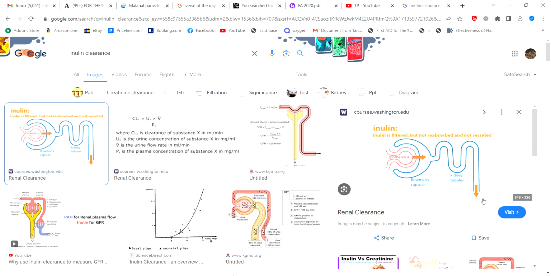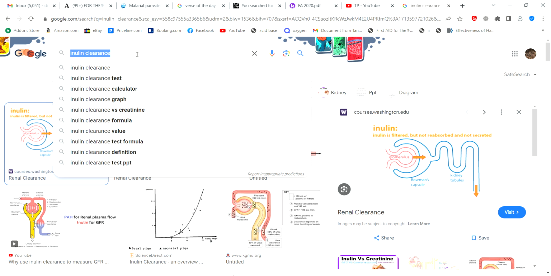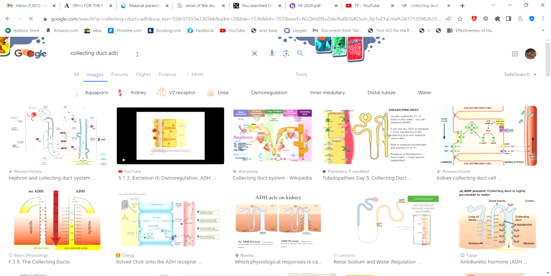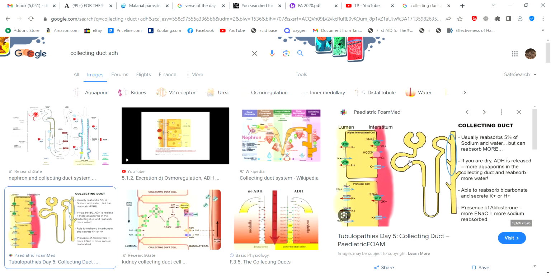Okay, so you have to know the collecting duct. ADH makes the water leave the collecting duct, so the collecting duct becomes more concentrated. What that means is this. Where is the collecting duct? Collecting duct, ADH.